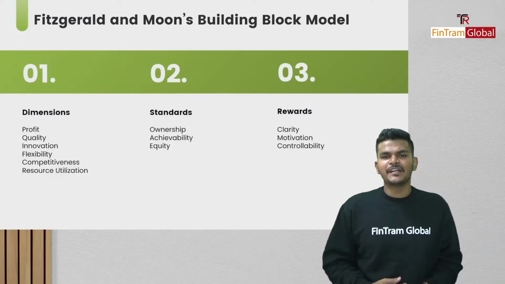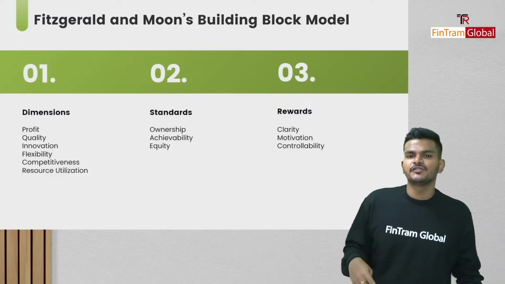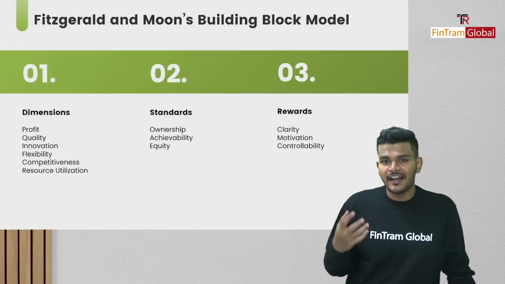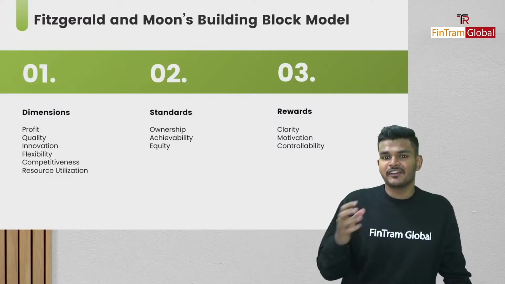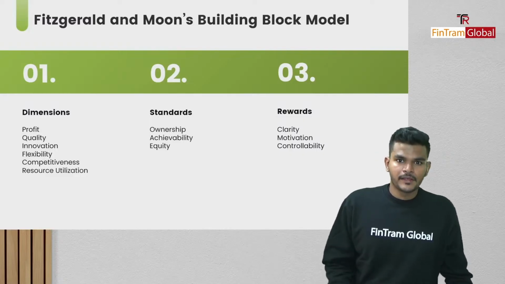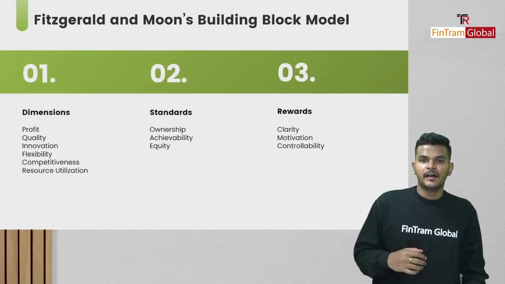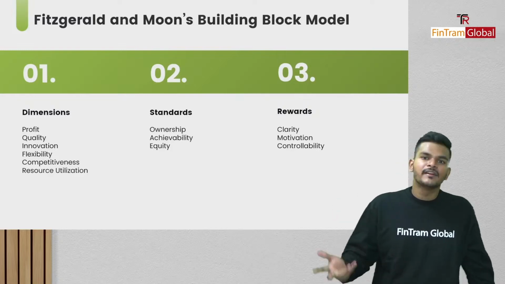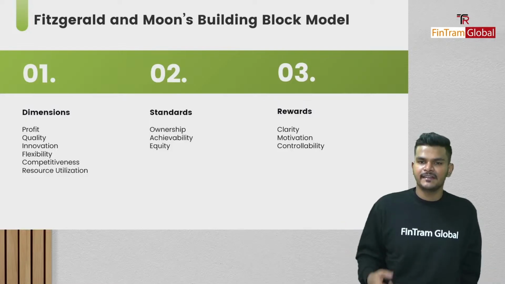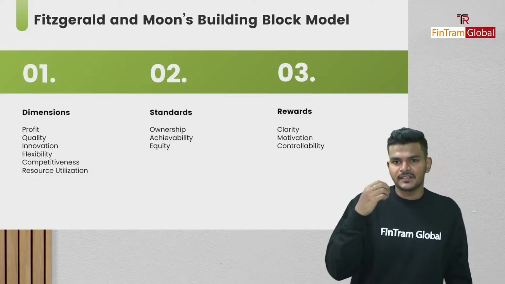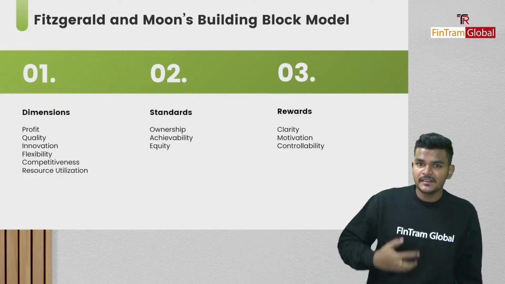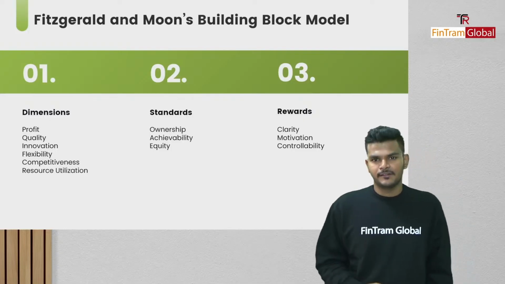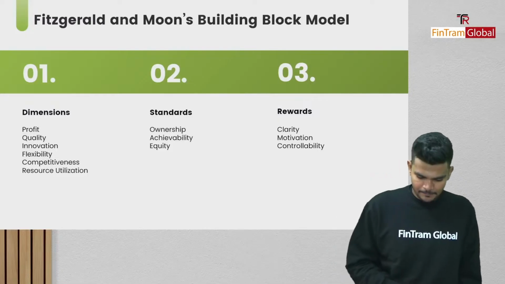And then finally, equity as well. Standards should be set in a fair manner. We should not set unrealistic standards that people cannot achieve. So I can't expect a particular individual to work 25 hours per day, because there is no 25 hours per day. So it should be set in a fair, achievable way, and people should feel like they can own the target as well.